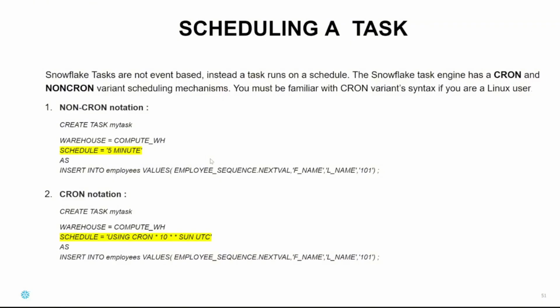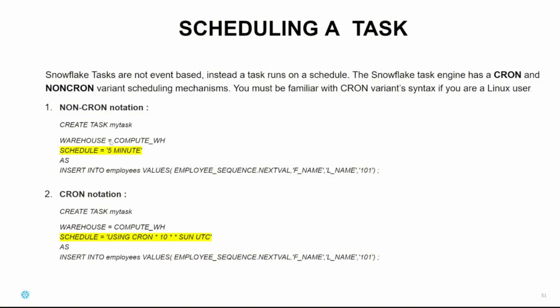Now, how do you schedule a task in Snowflake? Currently, since the task is not event based, you need to run the task on a schedule. There are two approaches through which you can schedule a task: either with a cron expression, or with a non-cron expression. In the non-cron expression, you can provide your schedules in minutes, hours, or days. The minimum you can go is 1 minute; 1 minute is the minimum schedule you can give a task.